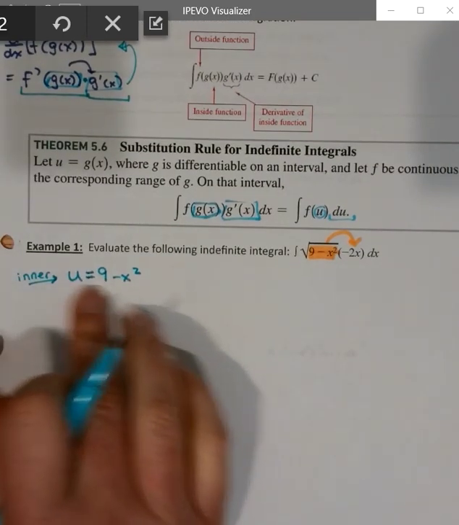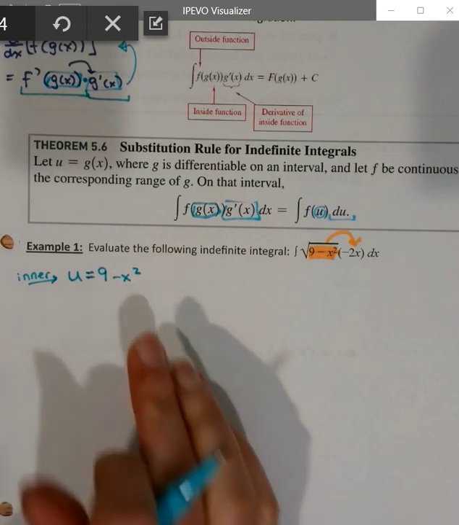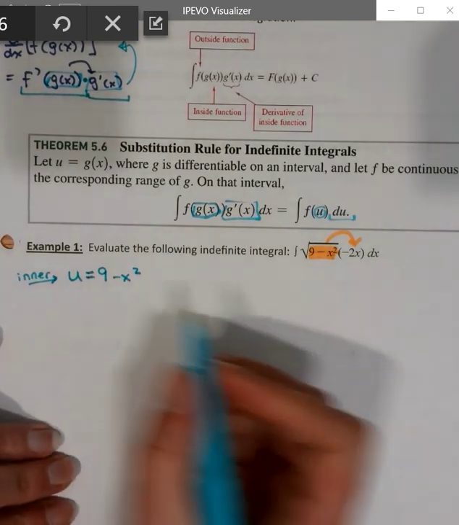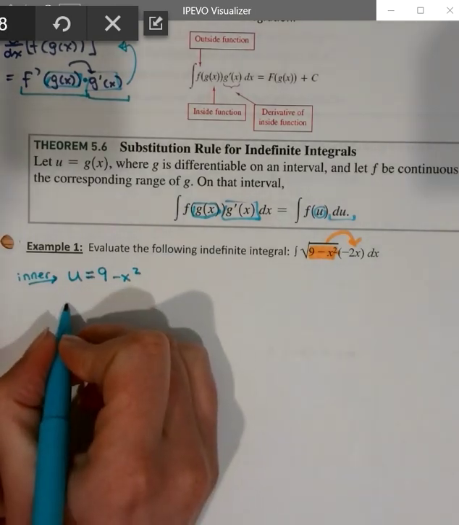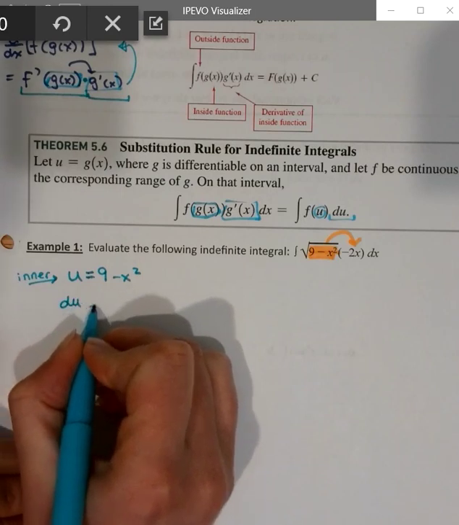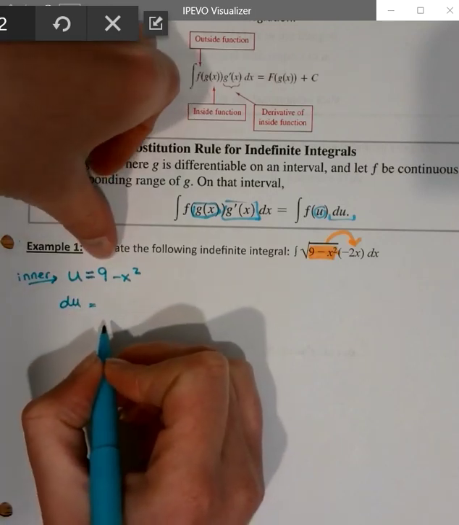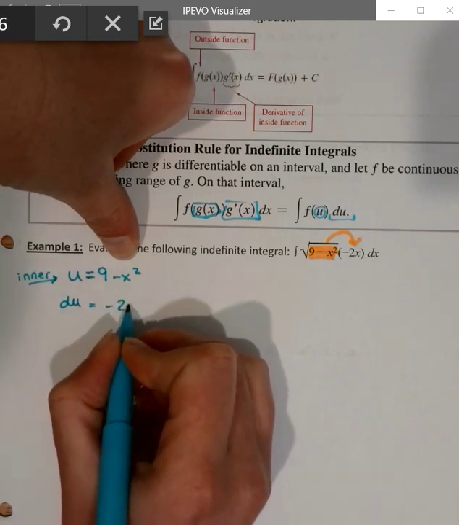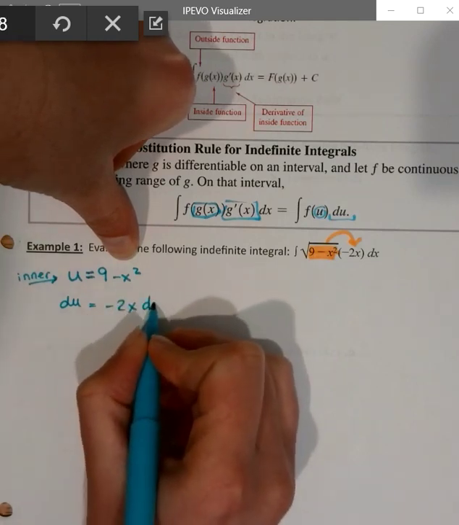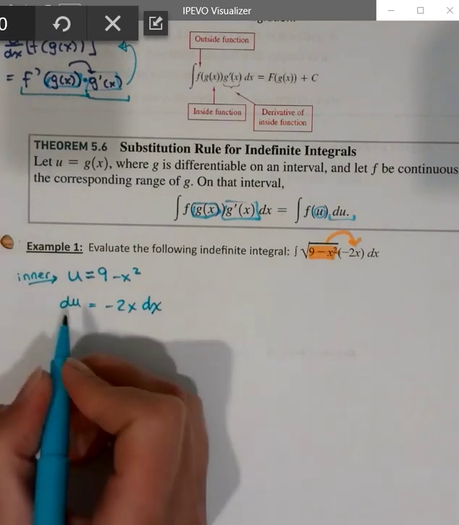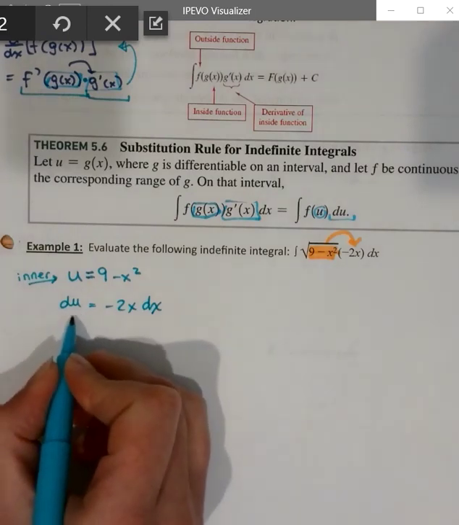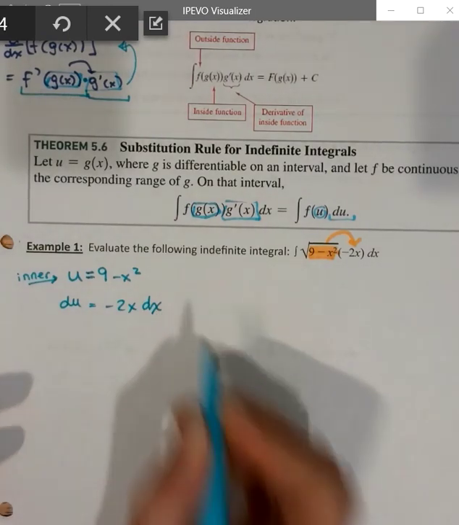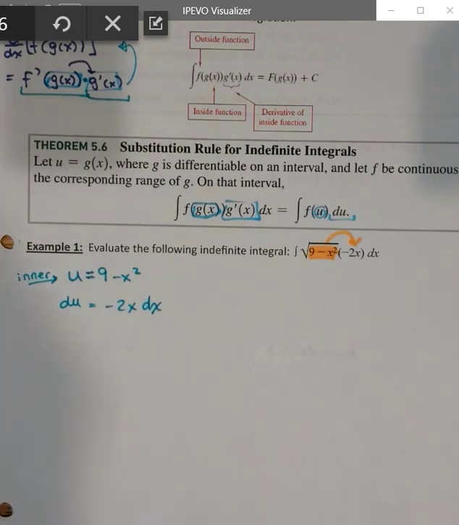And so instead of writing the derivative du dx, we're going to write the differential for it. So the differential du would be, the derivative of 9 is 0, the derivative of negative x squared is negative 2x. And then remember, the difference between a derivative and a differential is that instead of having the du dx on this side, the dx goes on the other side.